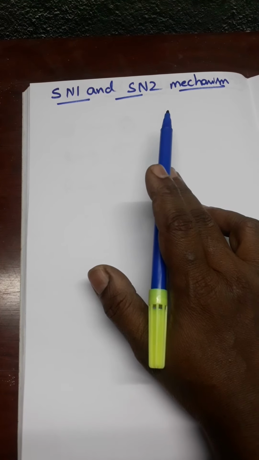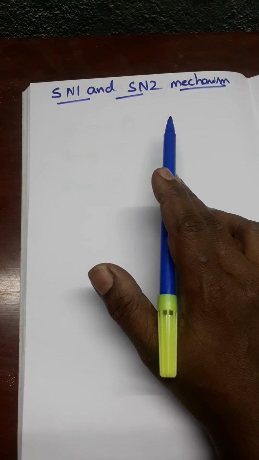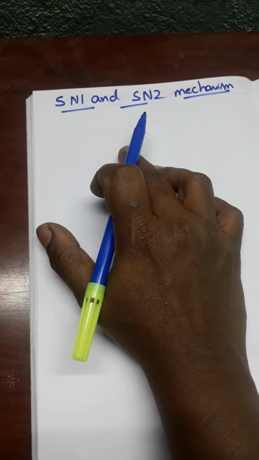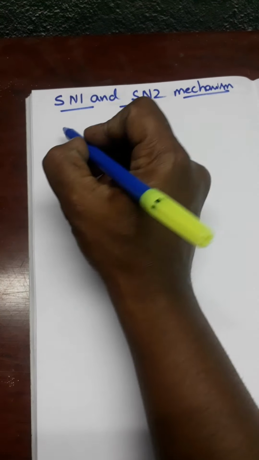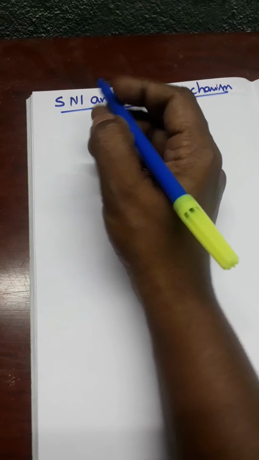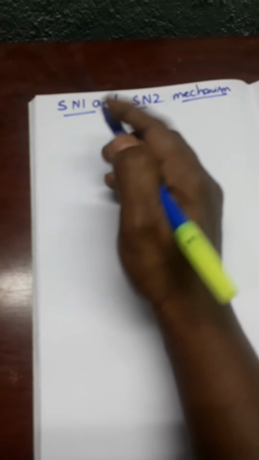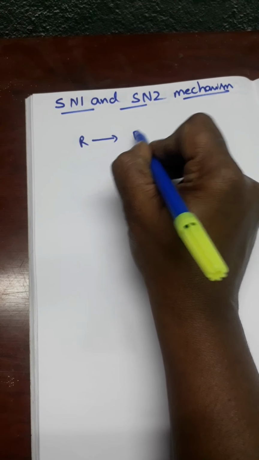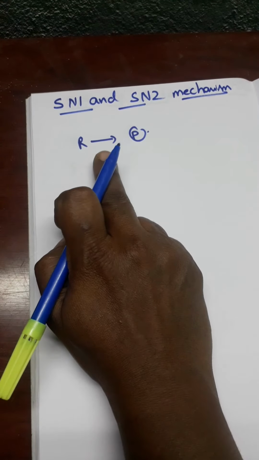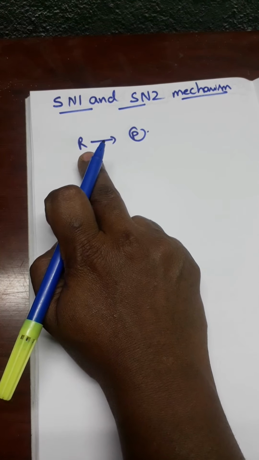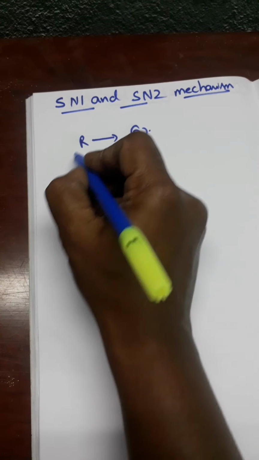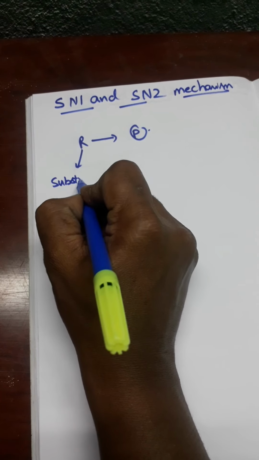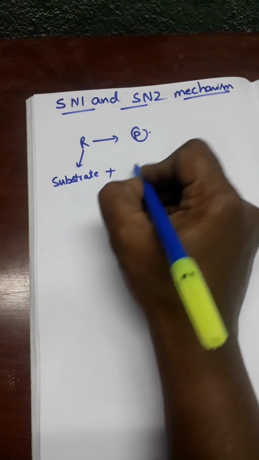Before I discuss SN1 and SN2 reactions, I am discussing some important basics, that is the reactant and the product. Here the reactants react together to give the products. These reactants are again of two types, that is the substrate plus reagent.